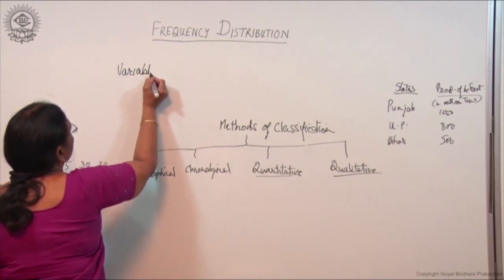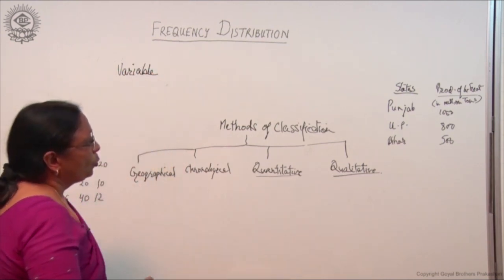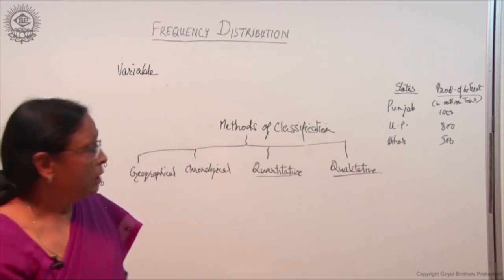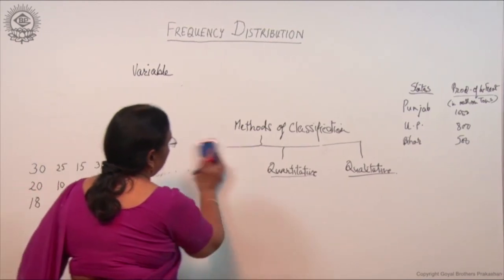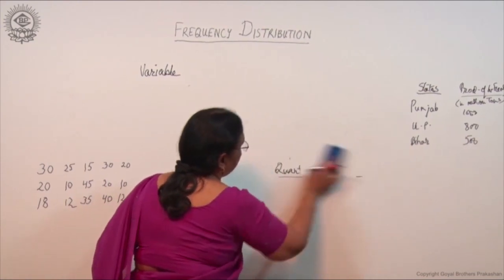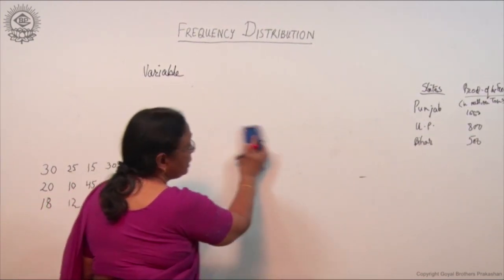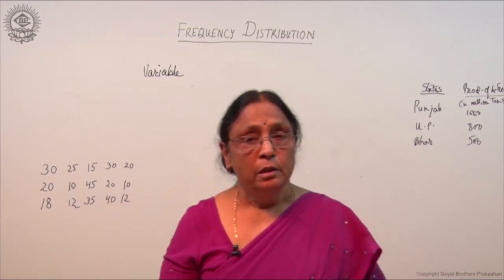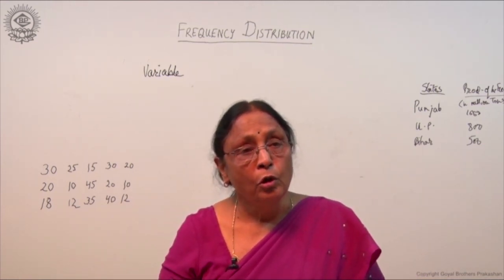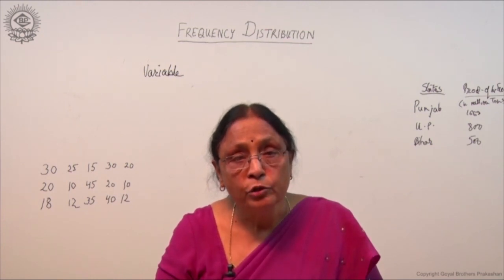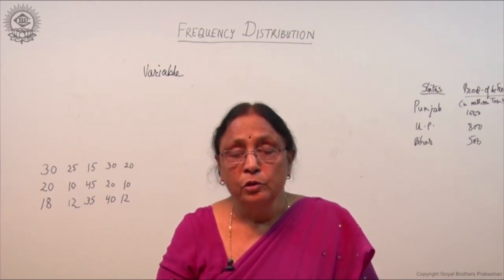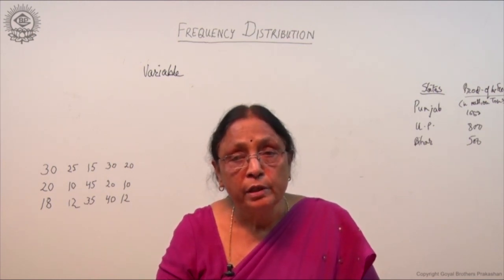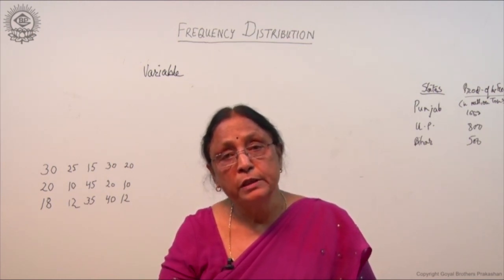What does variable mean? Variable means anything which varies. As the term denotes, variable means anything which varies. You know that production of wheat, or the marks of students, is not the same every year, or every time you measure it, it is not going to give you the same result.